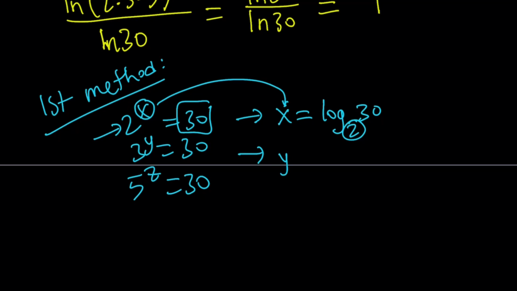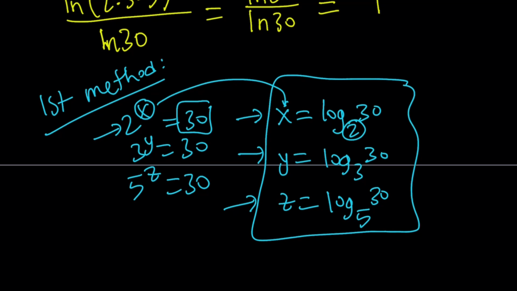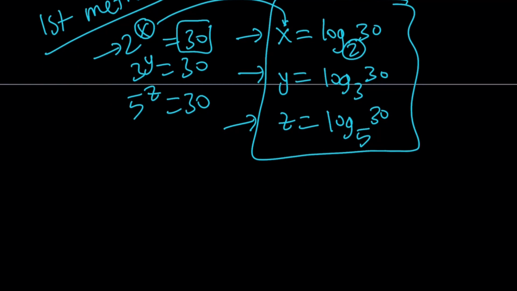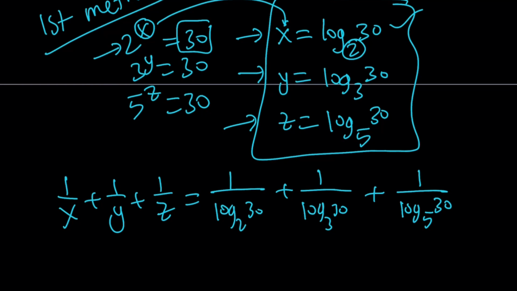So y is going to become log 30 base 3, and z is going to be log 30 base 5. So this is my x, y, z. All right, so I can go ahead and evaluate 1 over x plus 1 over y plus 1 over z. Just find their reciprocals. What's the reciprocal of log 30 base 2? I don't know. I'm just going to write it as 1 over something. If you don't have any idea, just keep writing it, and hopefully something will click.